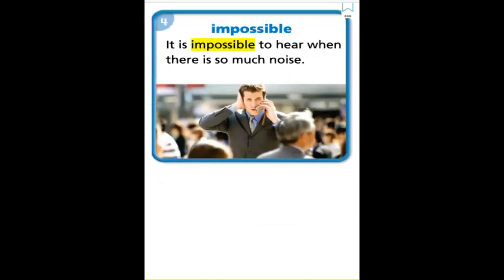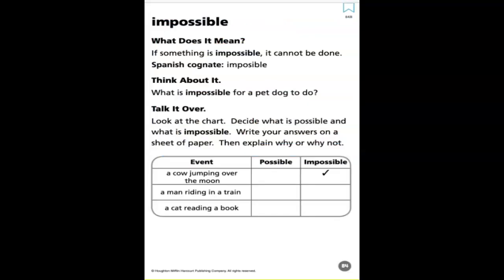Number 4, impossible. It is impossible to hear when there is so much noise. What does it mean? If something is impossible, it cannot be done. The Spanish word is imposible. Think about it. What is impossible for a pet dog to do? One example would be talk. Pets cannot talk. It is impossible for them to do.